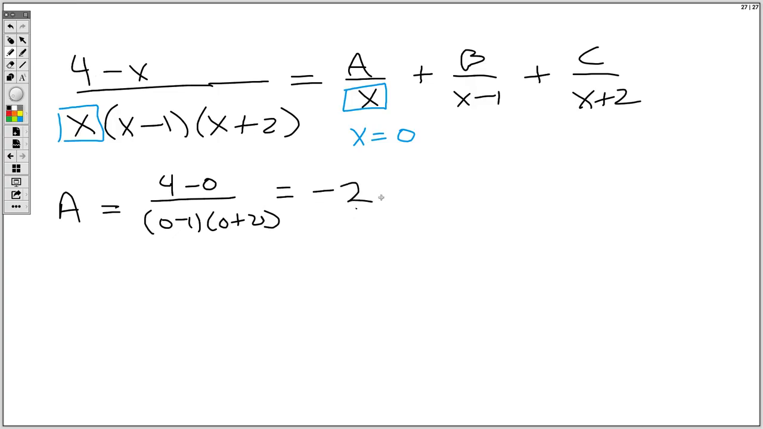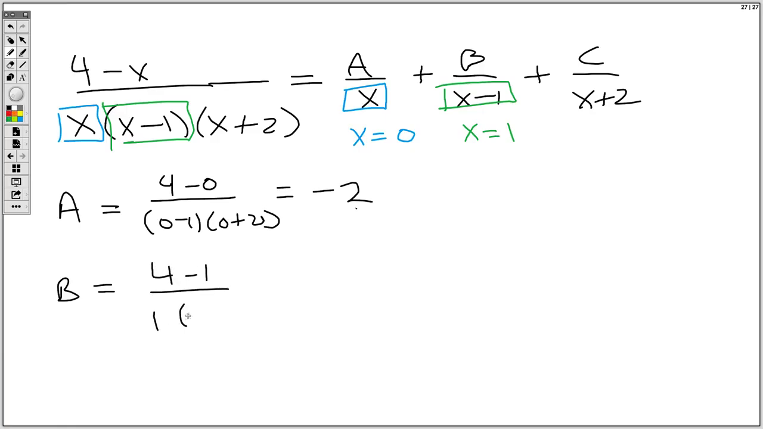Okay. I want to go looking for B. What value of x makes that 0? x equals 1. I'm going to go over here, cover up the x minus 1, and plug 1 into the rest of it. And I get what? 3 over 3, which is 1.